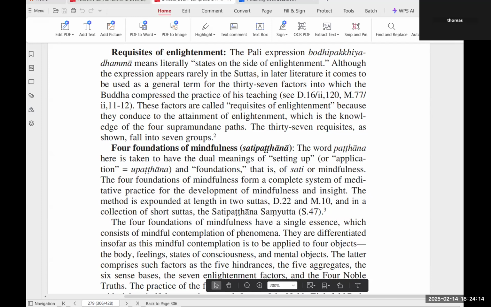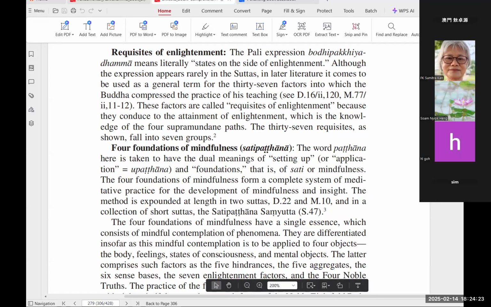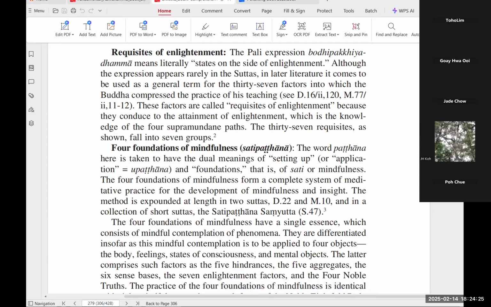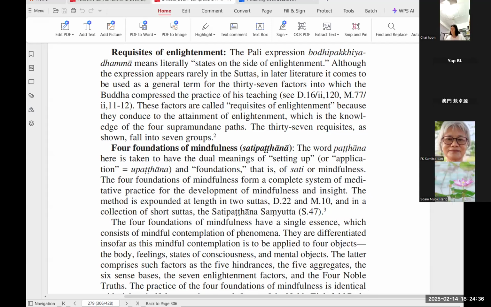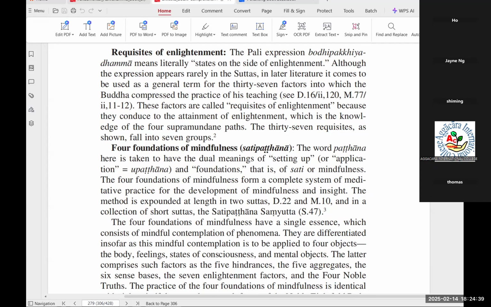Four foundations of mindfulness, Satipatthana. The word patthana here is taken to have the dual meanings of setting up or application, upatthana, and foundations, that is, of sati or mindfulness. The four foundations of mindfulness form a complete system of meditative practice for the development of mindfulness and insight. The method is expounded at length in two suttas, D22 and M10, and in a collection of short suttas, the Satipatthana Samyutta.